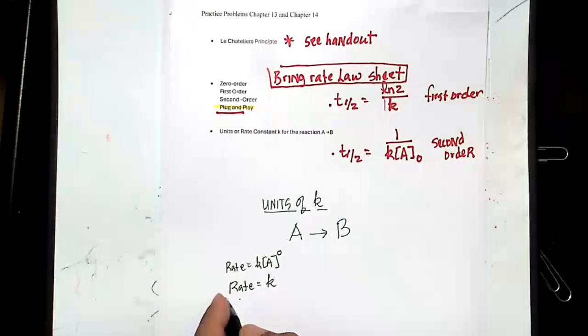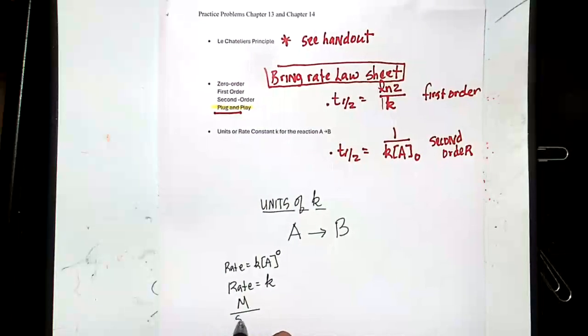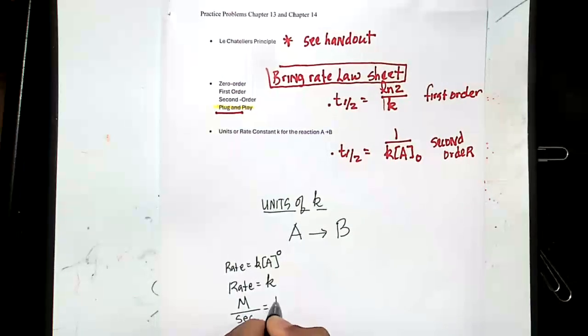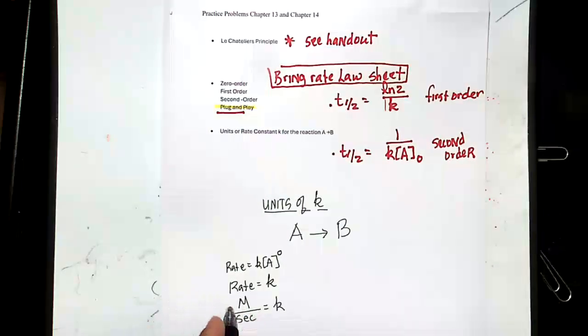Okay, rate, what is rate? Rate is like a speed. Rate is a velocity. But we don't use a speed like miles per hour like we're driving in our car. Customary units are molarity over second. That doesn't mean every problem will have these units for reaction speed.